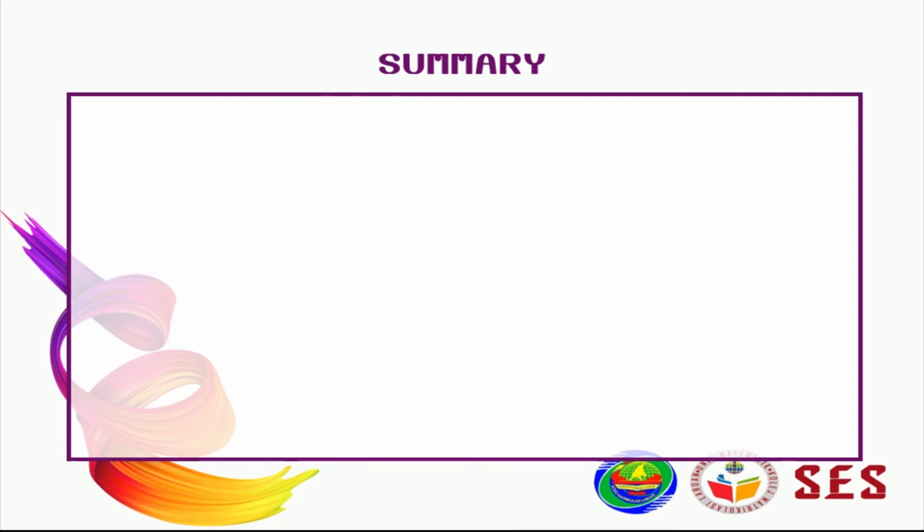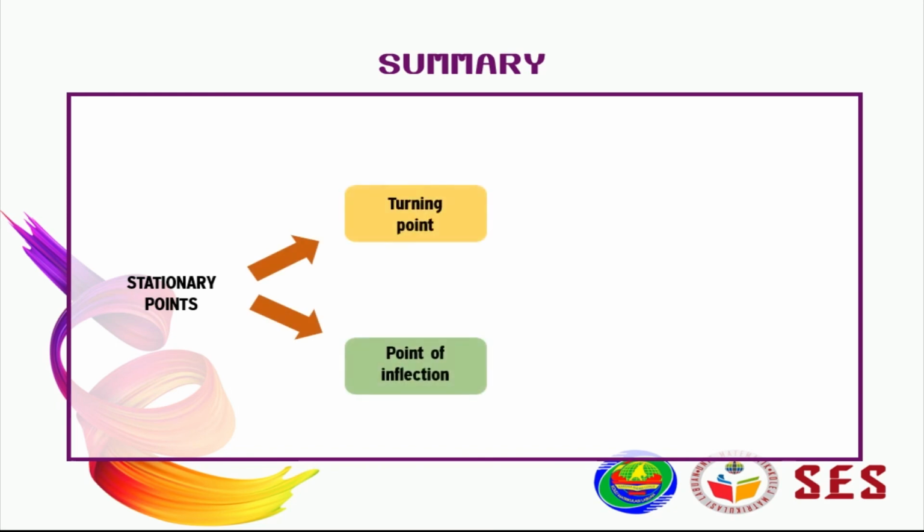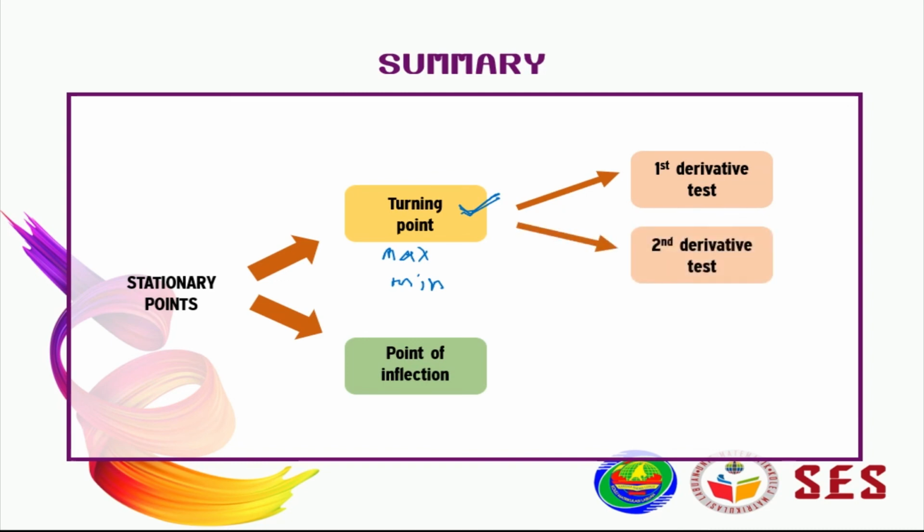Okay, so we have learned about stationary points. There are two types of stationary points, which are turning point and also point of inflection. Our focus is only on turning points, which are a relative maximum and a relative minimum. And there are two tests that can be used. The first one is the first derivative test and the second one is the second derivative test.